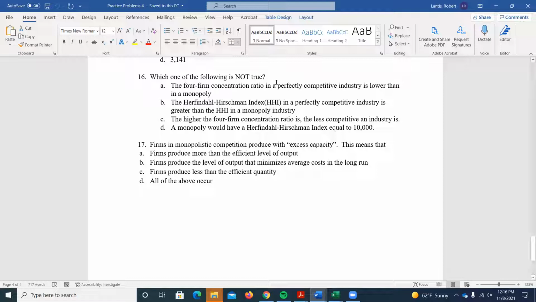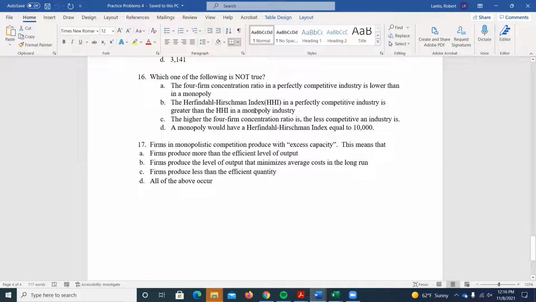So right away, saying that a perfectly competitive market has a four-firm concentration ratio lower than a monopoly, well, yeah, that makes sense, right? It should have a lower measure. It's less concentrated. So that one's true. We're looking for which one's not true. The HHI of a perfectly competitive industry is greater than that of monopoly.